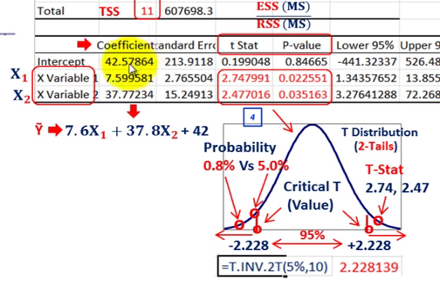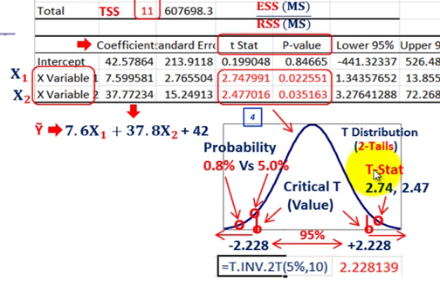You divide those coefficients by the standard error, and you're going to come up with your t-stat. In this case, our t-stat came up as 2.7 for x1 and 2.4 for x2. We have to compare that against a T distribution, and we're looking at a two-tailed T distribution. Going into Excel, it's T.INV.2T, and we use a 5% test, 95% confidence, and 10 degrees of freedom. Hit enter, and you're going to get 2.228.